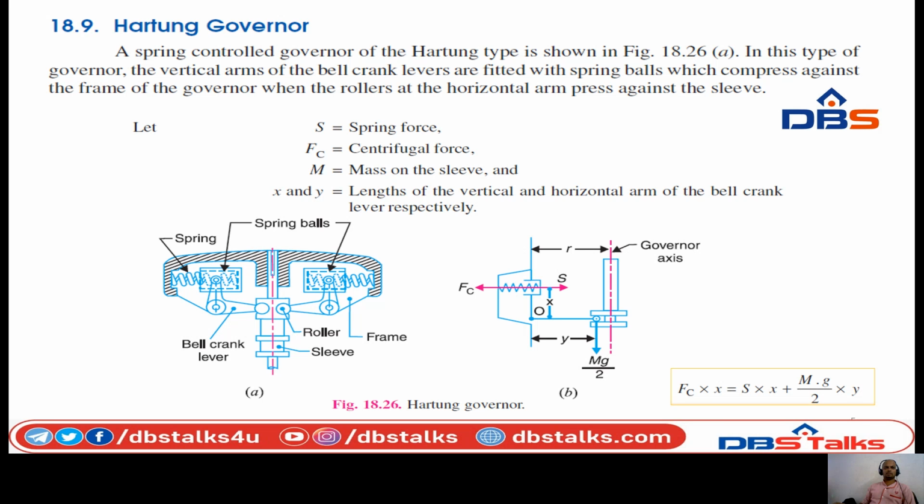So from the diagrams, we can say that for the governor in the mid position, by neglecting the effect of obliquity of the arms, and taking the moments about the fulcrum O, Fc into x is equal to S into x plus mg by 2 into y. This is the formula or relation for the speed of a governor.